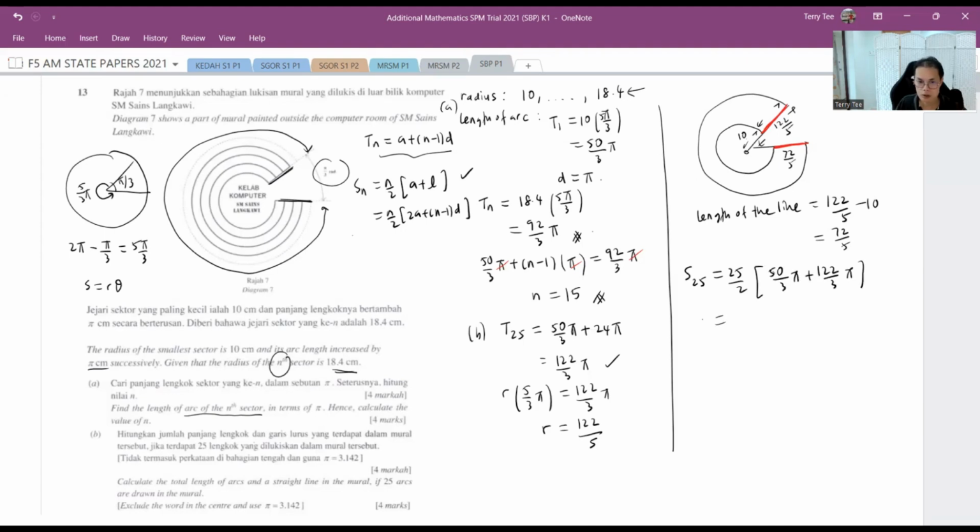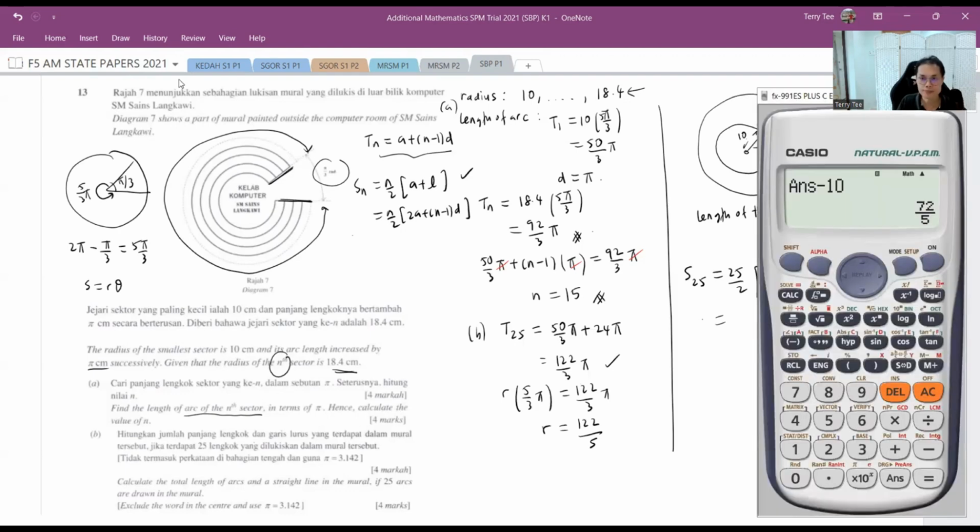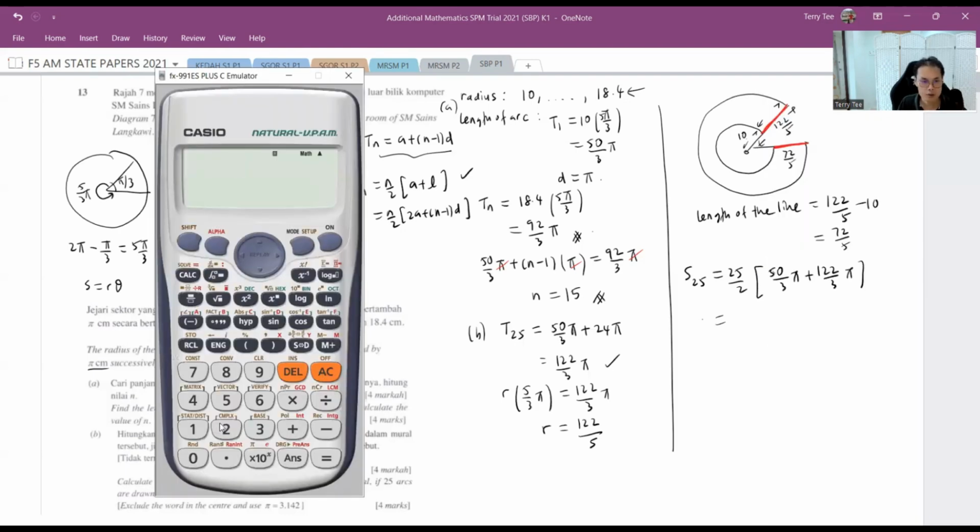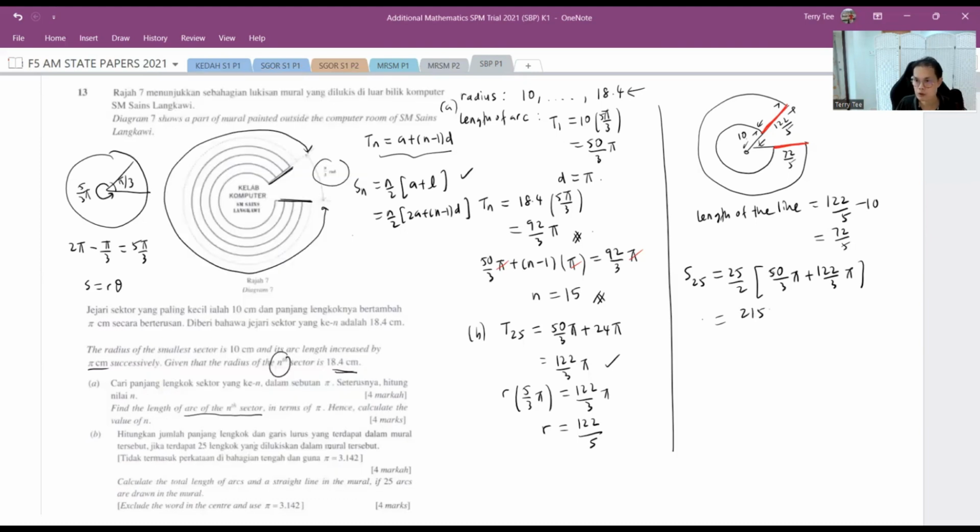Okay, let's count. This will give us 25 over 2, open bracket, I think the pi we can just leave out, we can just add the pi later, 50 over 3 plus 122 over 3. So this will give us 2150 over 3 pi.